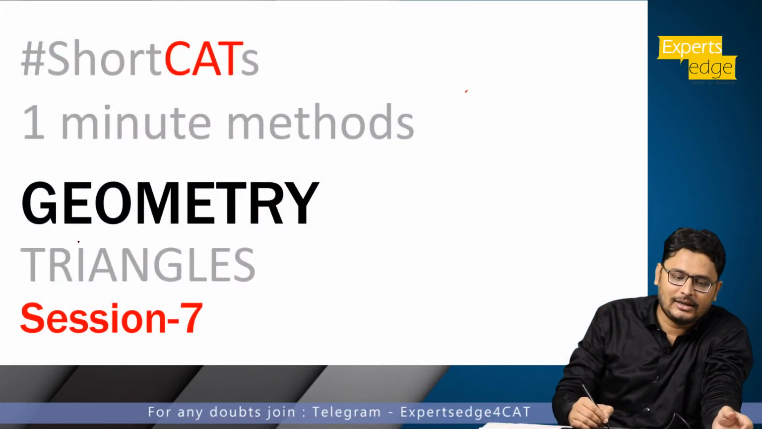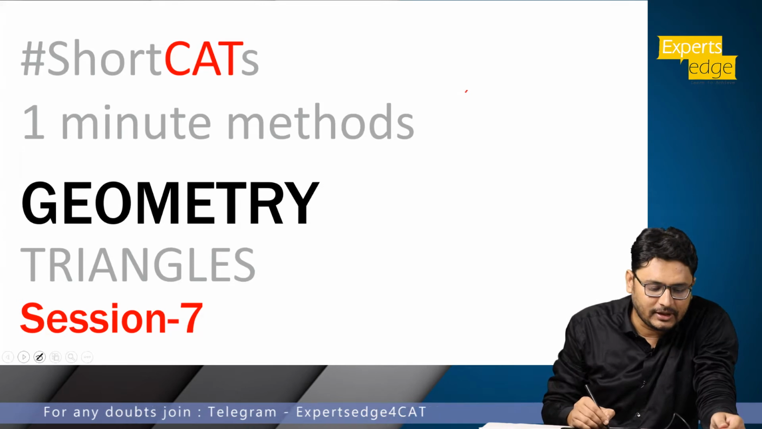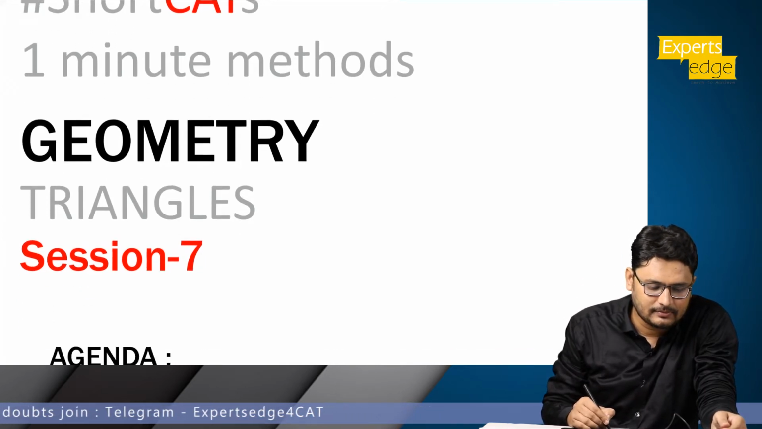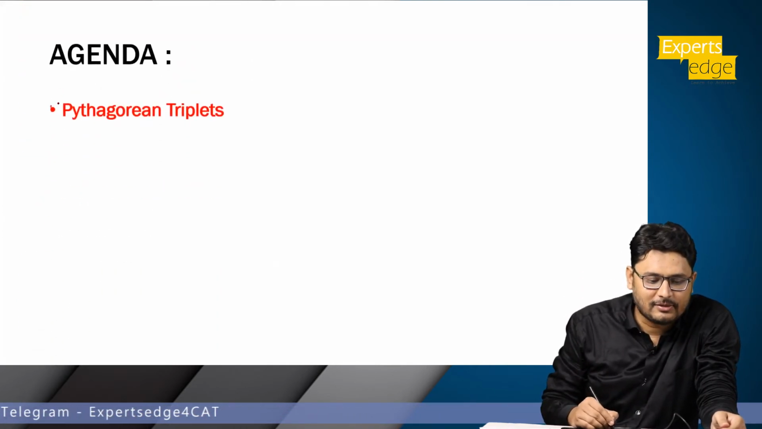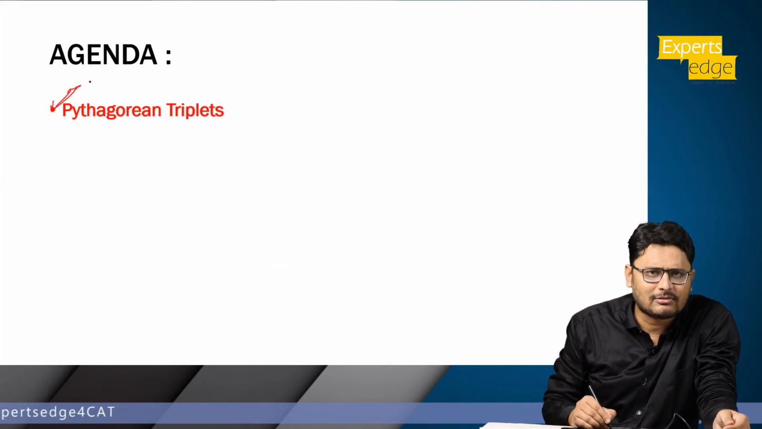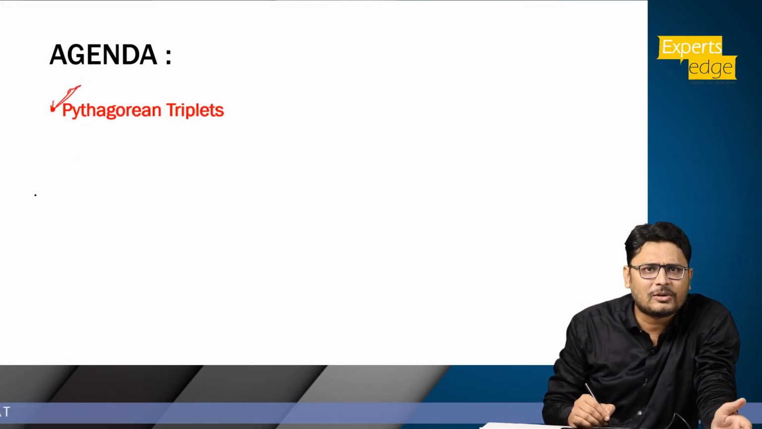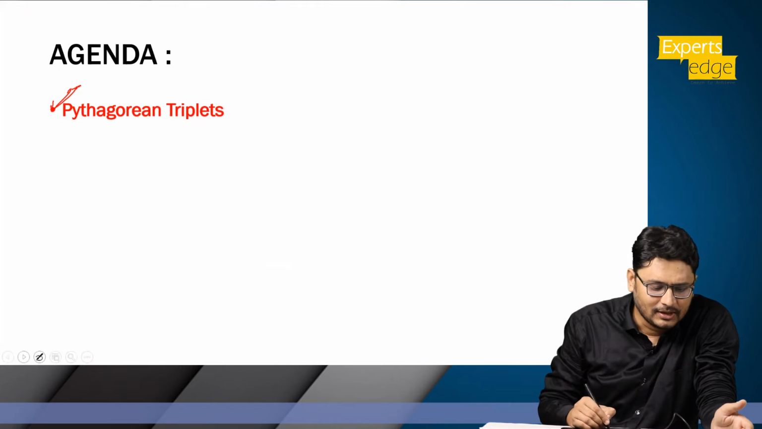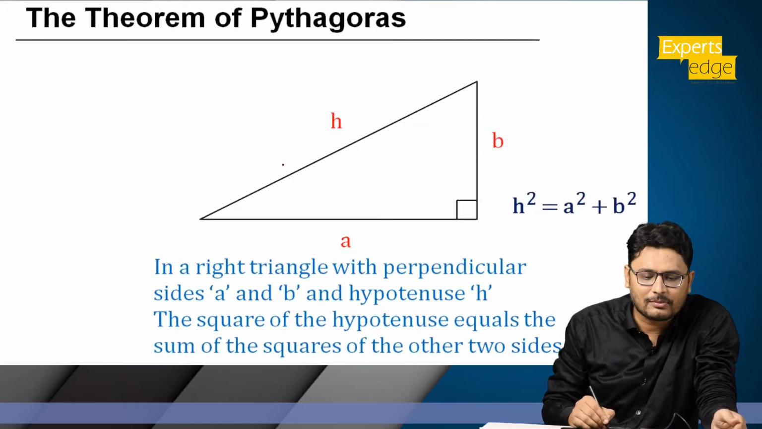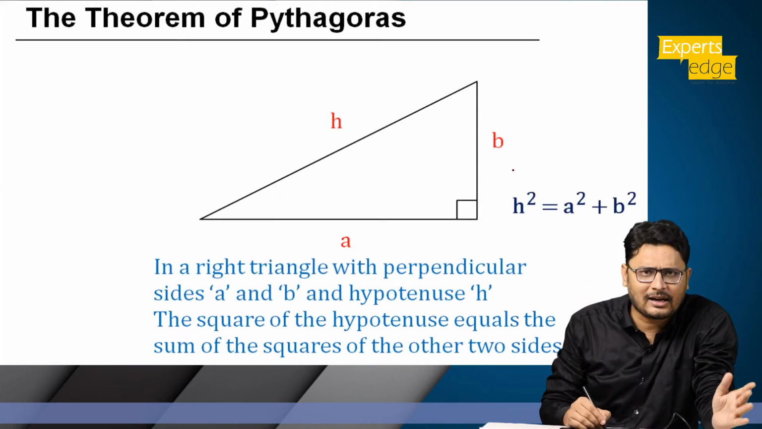The topic is geometry, again the triangles, the 7th session of the triangles, and in this particular session we will be doing this very thing, that is Pythagorean triplets. What are the Pythagorean triplets? Basically, those which follow the Pythagoras theorem, right? You must have heard of the Pythagoras theorem. What is the Pythagoras theorem? It applies in a right angle triangle.